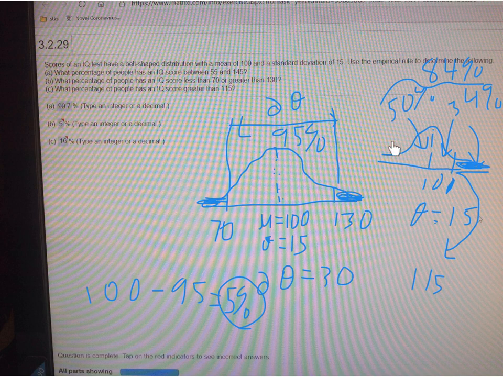But the question actually asked what's greater than. So you just take 100 minus the 84, and I guess that's where they get to 16. Hope that helps.